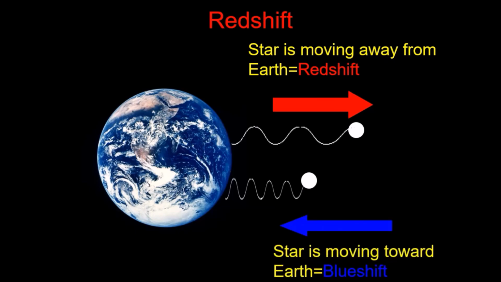Now, stars do move around. We see very, very high redshifts from very distant galaxies. Stars within our galaxy move away from us, some move towards us, all based on gravitation.